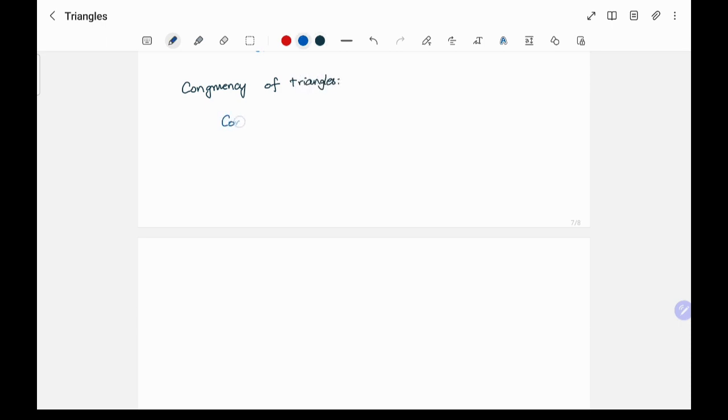So what does congruency mean? Congruent is the same as saying equal or same. So if you have a triangle and another triangle, if all sides are the same and all angles are the same, then they are said to be congruent, and they are represented by this symbol. So they should be the same in all aspects.